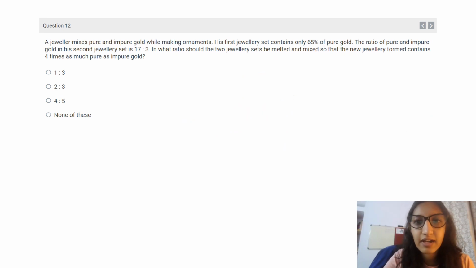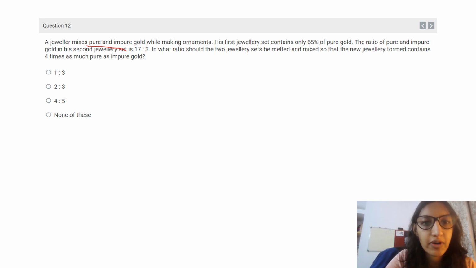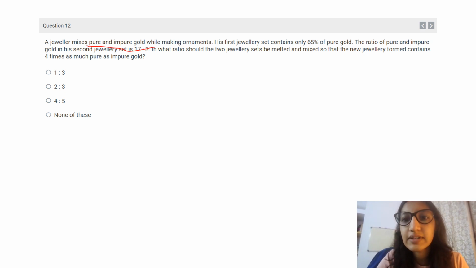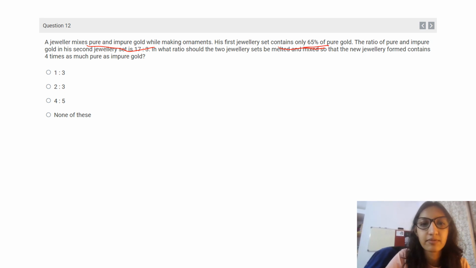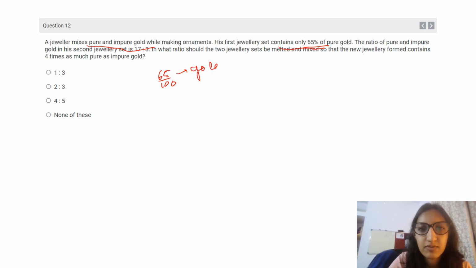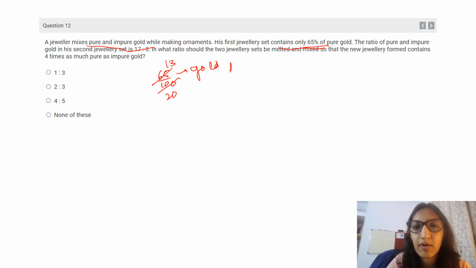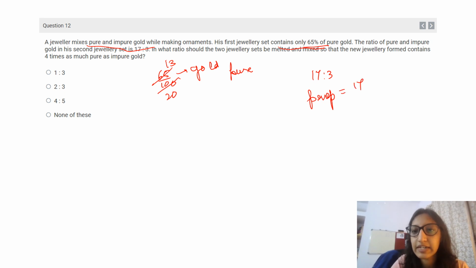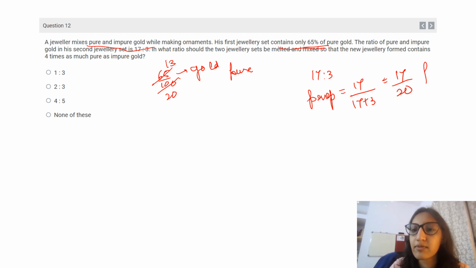So for this question, a jeweler mixes pure and impure gold. The first jewelry set contains 65% pure gold. So 65 by 100 is the pure gold proportion, which I can write as 13 by 20. Now in the second jewelry, the proportion of pure to impure is 17 is to 3. So the proportion of pure gold in the jewelry will be 17 by 17 plus 3, so this will be 17 by 20 pure gold.